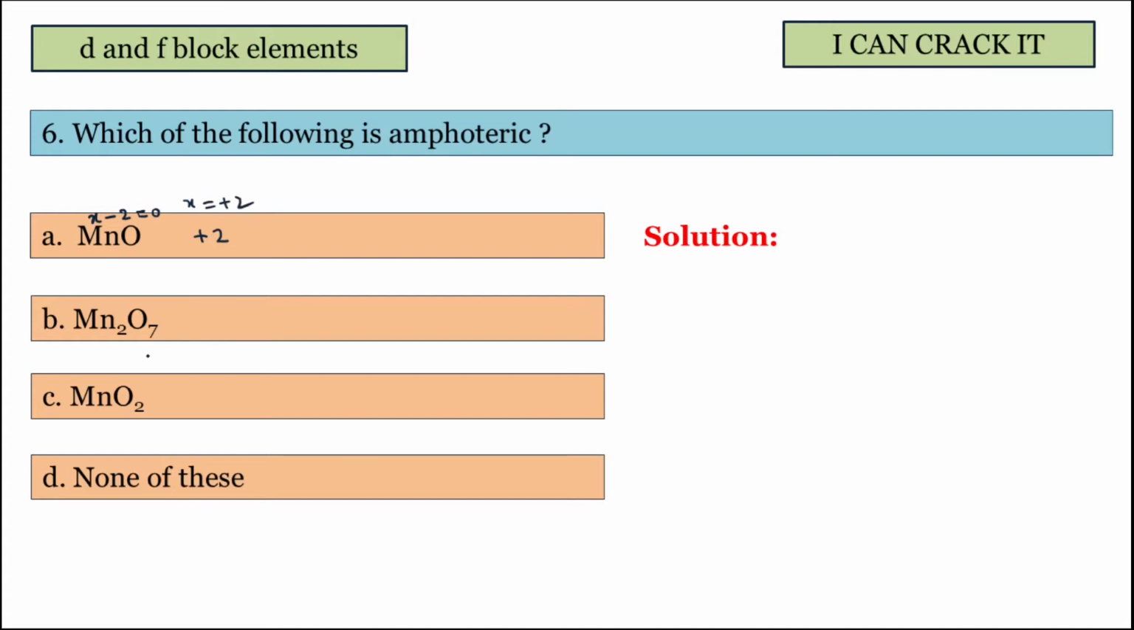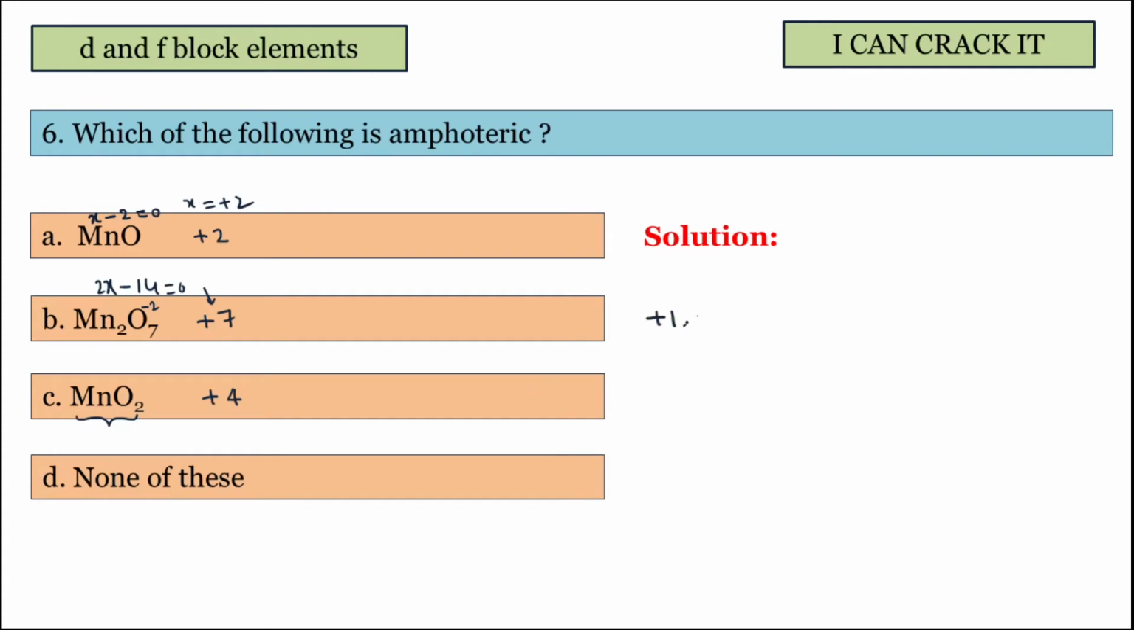What is the oxidation state of Mn here? +7. You can take this as 2X, and -2 oxidation state for oxygen. -2 into 7 is -14, equals 0. You get the value of X as +7. What is MnO2? What is the oxidation state here? +4. Now, what are the different oxidation states shown by Mn?